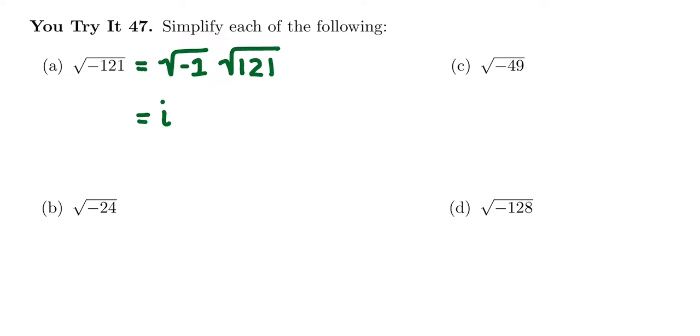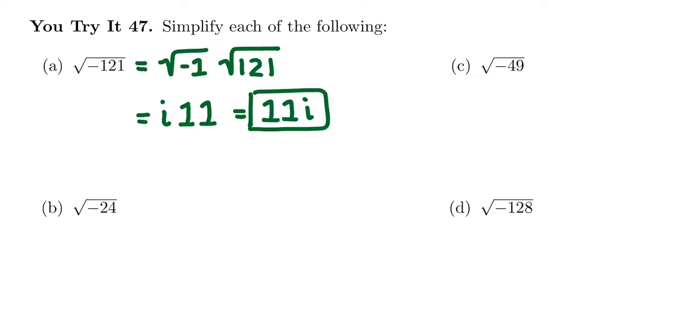Now I want to try to take the square root of 121. If it comes out to be a whole number, that's my answer. If it comes out to be a decimal, I'm going to try to simplify what's under the radical or the square root. Well, the square root of 121 is 11. So my answer is going to be 11i.